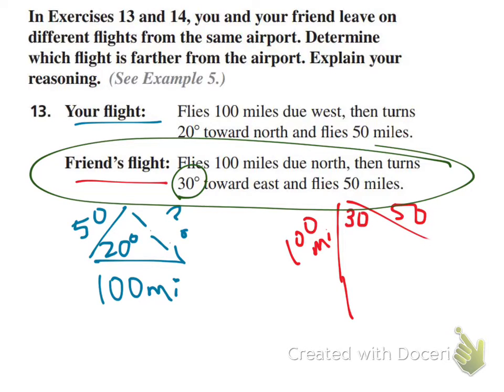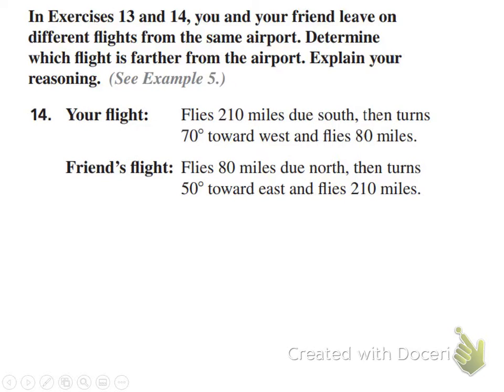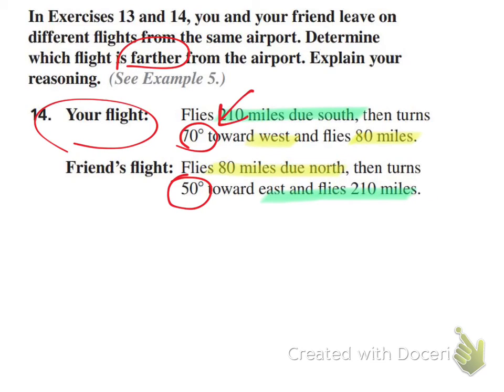This next one you don't have to write down. We could just talk about it if you want. It's the same idea, just the numbers change. They both go 210. One goes south, one goes east. And then they both go 80 miles. One goes west, one goes north. The only difference is their angle. One turns 70 degrees and one turns 50 degrees. So which one is further from the airport? Your flight will be further because the angle was bigger.